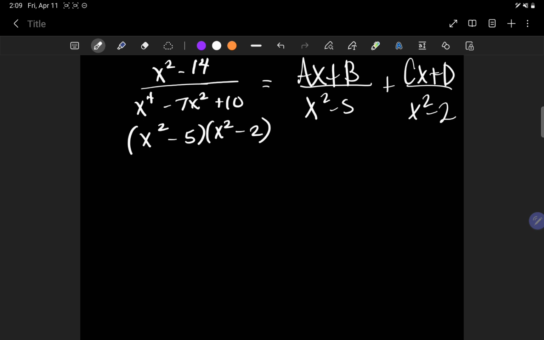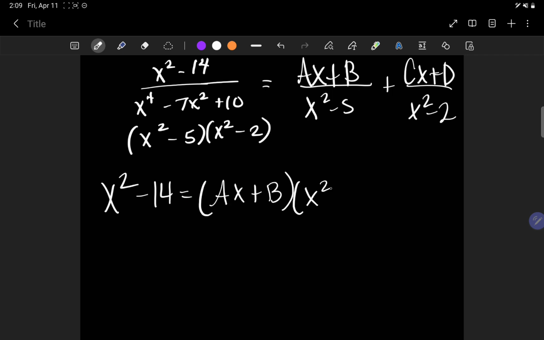Right. So here, I'll set it up. Let's do it your way. Let's do a combination of what I talked about and how you do it. So let's just pretend we have multiplied both sides by the common denominator. So I'm left with x squared minus 14 equals ax plus b times what was missing, so the x squared minus 2, plus cx plus d times the x squared minus 5, and I ran out of room.